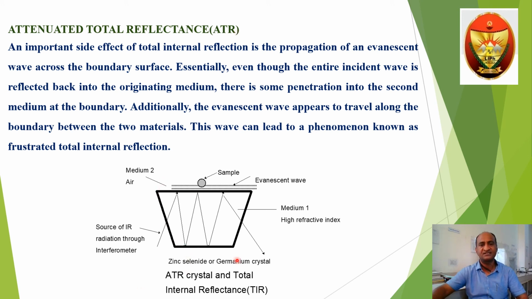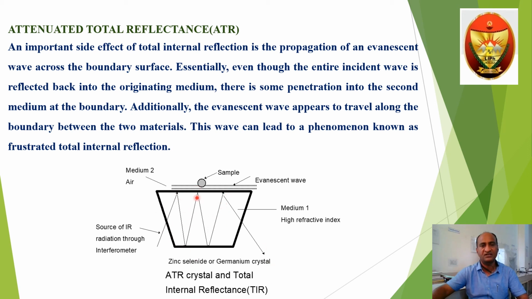There is a zinc selenide or germanium type of crystal, as shown in this diagram. When the light radiation strikes here, there are two media. The germanium is medium 1 and has a high refractive index, and when the light goes into medium 2, or air, it will bend away. As you increase the incidence angle, at a certain position the refracted angle becomes 90 degrees. In that condition, the incidence angle is known as the critical angle. When we increase the angle further, there is total internal reflectance.